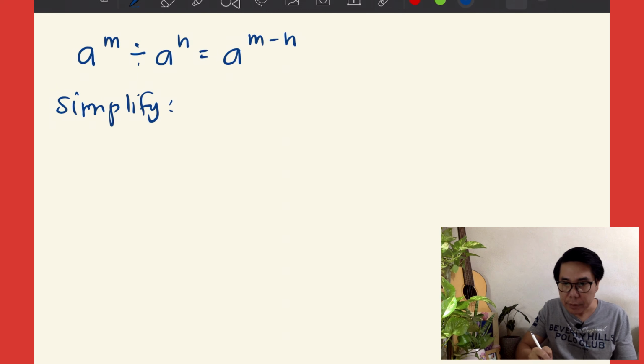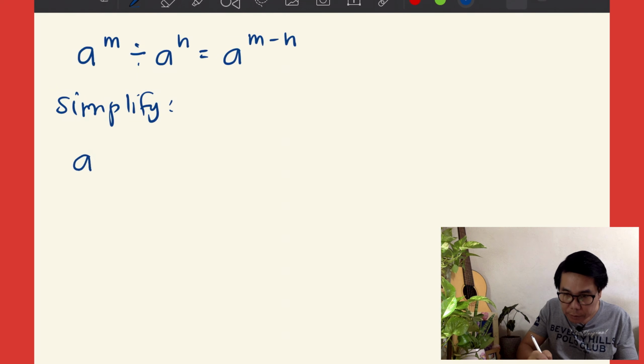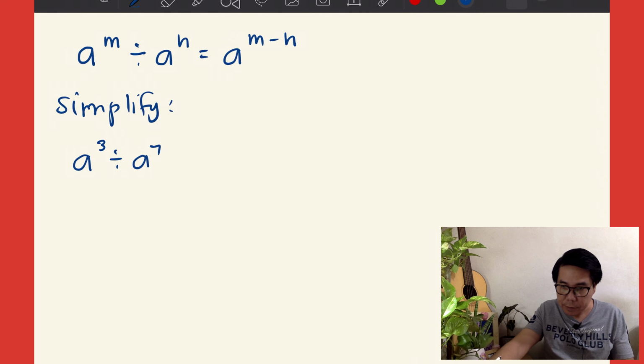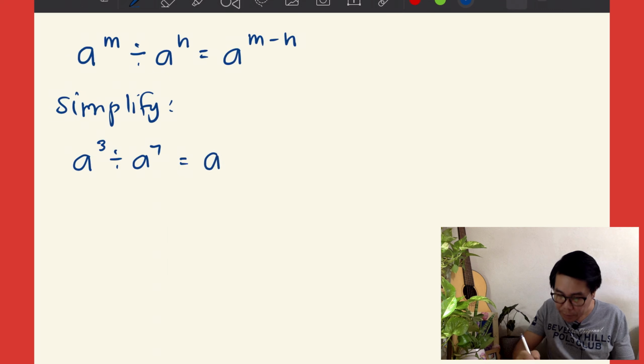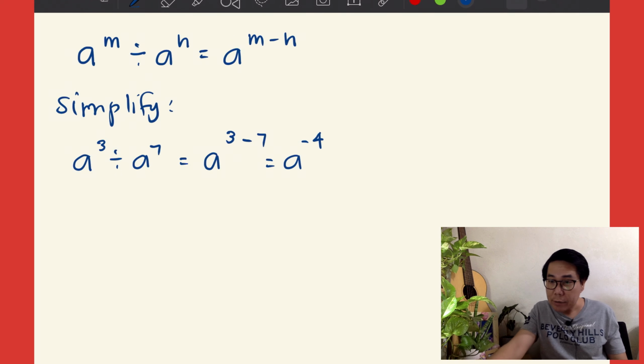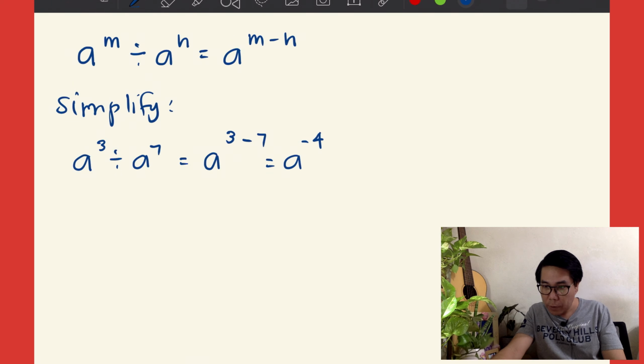We have a raised to the power of 3 divided by a raised to the power of 7. So we can say that a then becomes a raised to the power of 3 minus 7, which is equal to a raised to the power of negative 4.